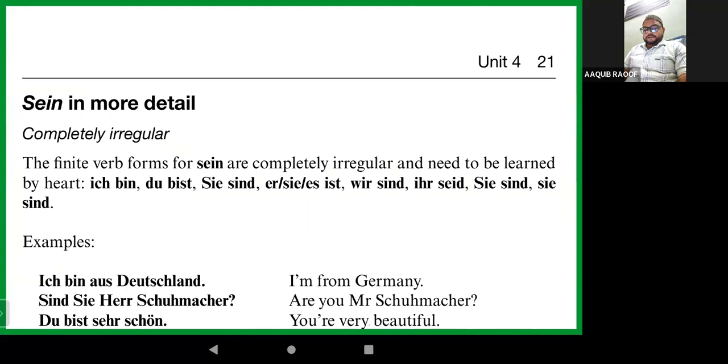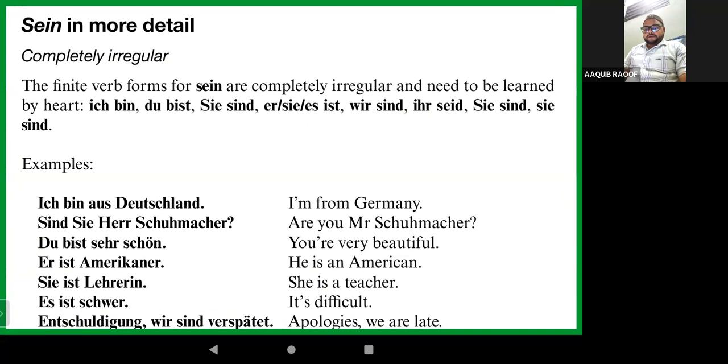Sein in more detail. Completely irregular. Finite verb forms for sein are completely irregular and need to be learned by heart. So there is no specific rule. Ich bin, du bist, er ist, sie ist, and es ist. Wir sind, ihr seid, sie sind, and again, Sie sind.